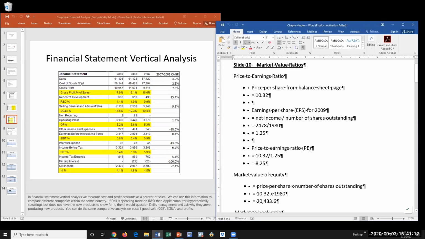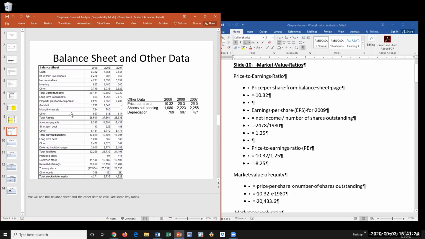So last class, we ended up just kind of introducing the financial statements for this company. And this was the income statement we looked at. And then we took a look at the balance sheet. And the balance sheet has other information on it, like price per share. Usually price per share you would get on a stock quote for a company.